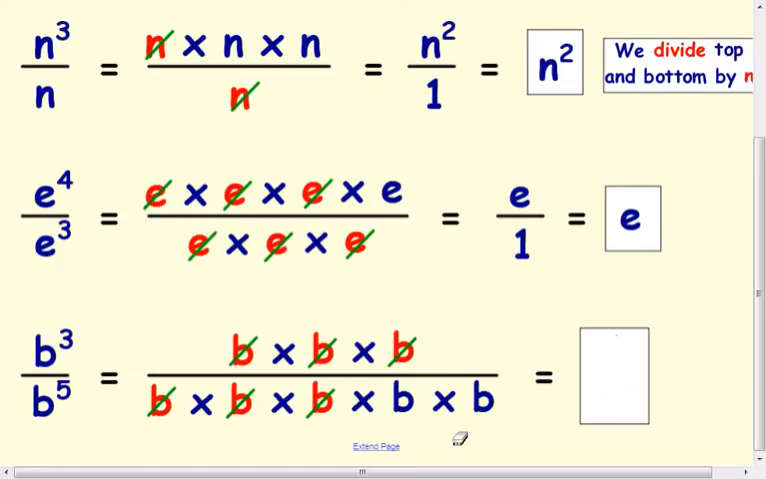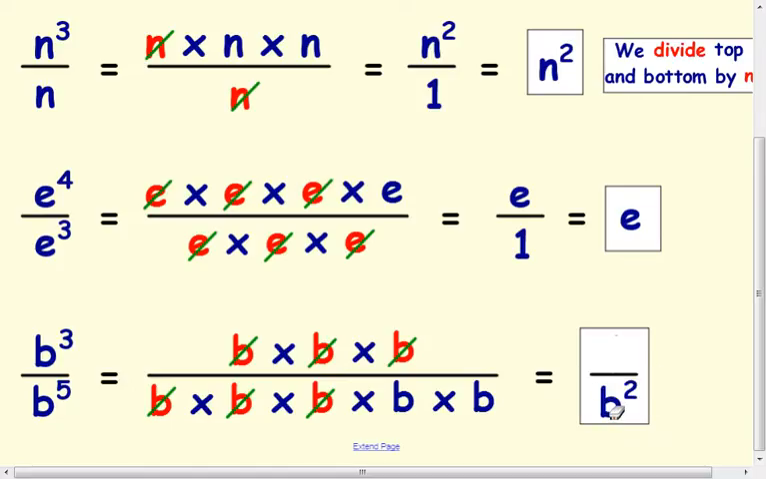Now you have to be careful with this one, and I'll show you why in a second. If you cancel out this b with the b below, by division, dividing top by b and bottom by b, they will cancel out. Do it again with these two, and do it again with these two. Now you're left with b times b in the bottom.